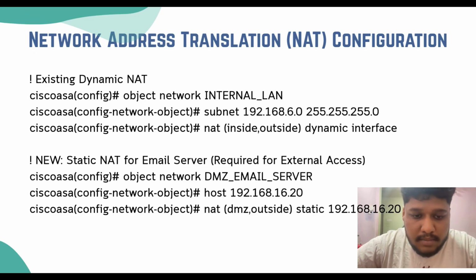We implemented two types of translation. Dynamic NAT was configured for our internal LAN. It allows multiple employee PCs to share the firewall's single public IP address when accessing the internet, effectively hiding our private internal addressing scheme from the outside world. Next, static NAT. We created a one-to-one mapping for the DMZ email server. This ensures that the external mail traffic can consistently reach the server at its specific host address.